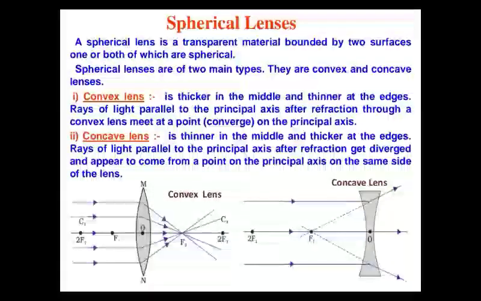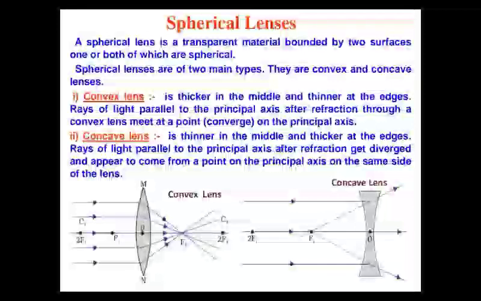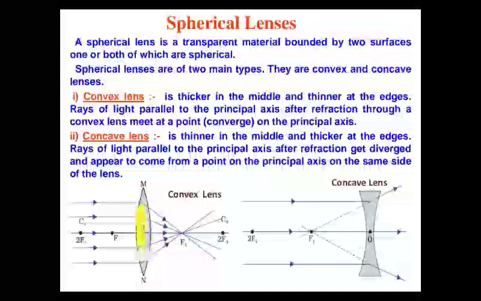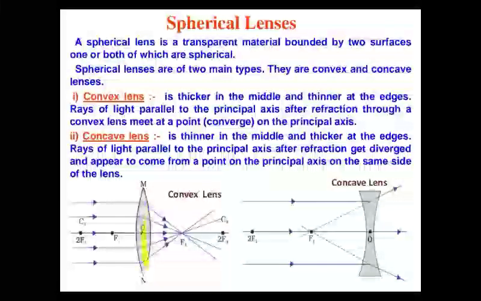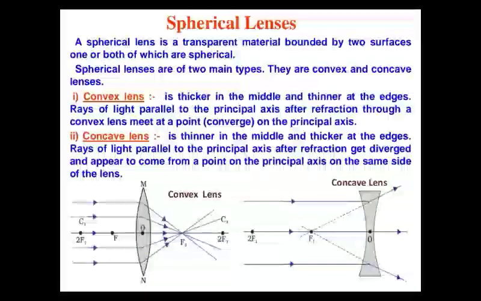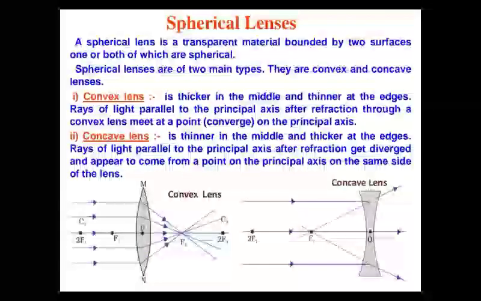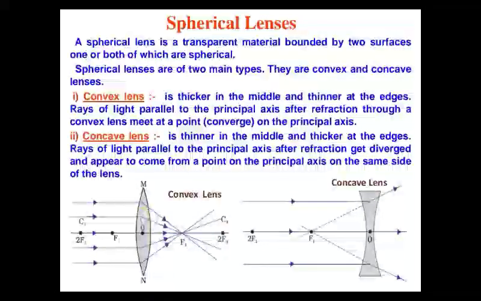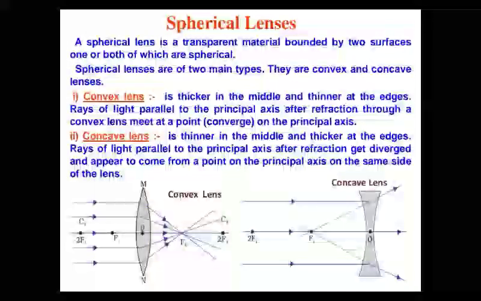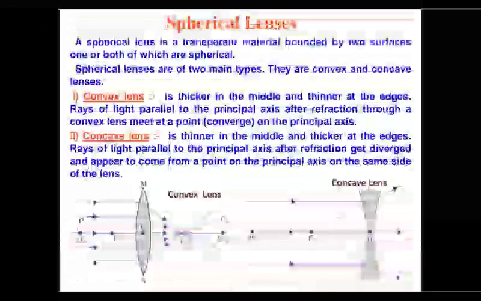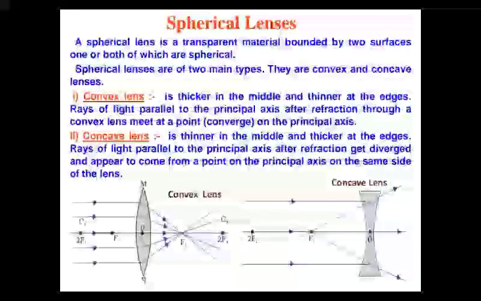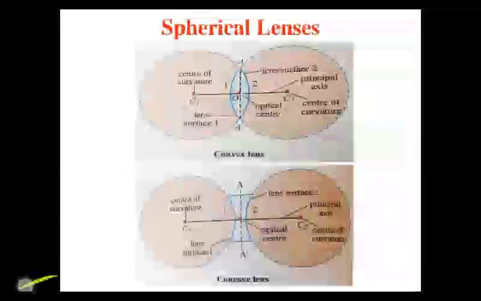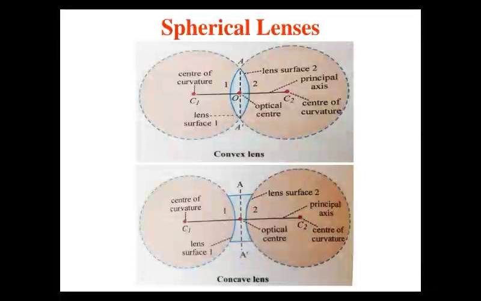In the convex lens also you can see that here is air, here is glass, and again here is air. So refraction takes place twice when rays of light pass through these lenses. First, when the light goes from air to glass, it bends towards the normal, and when it comes out from the lens, it bends away from the normal. So there is refraction.